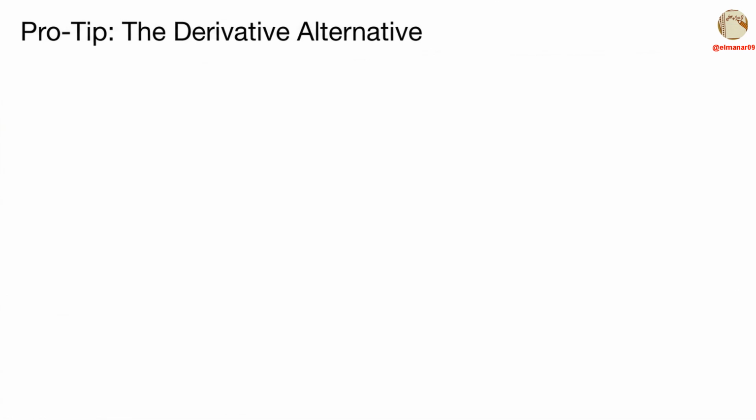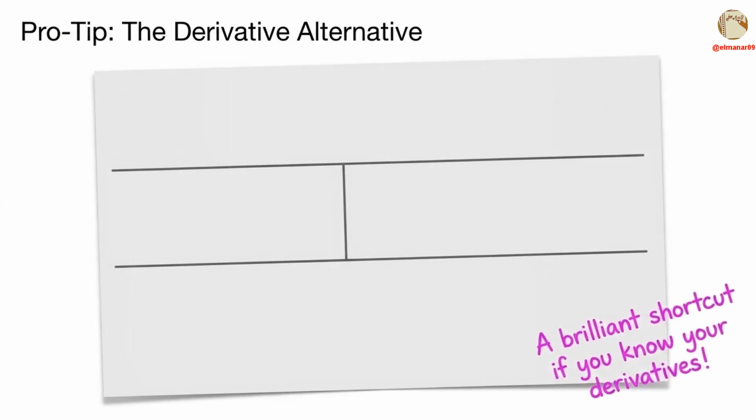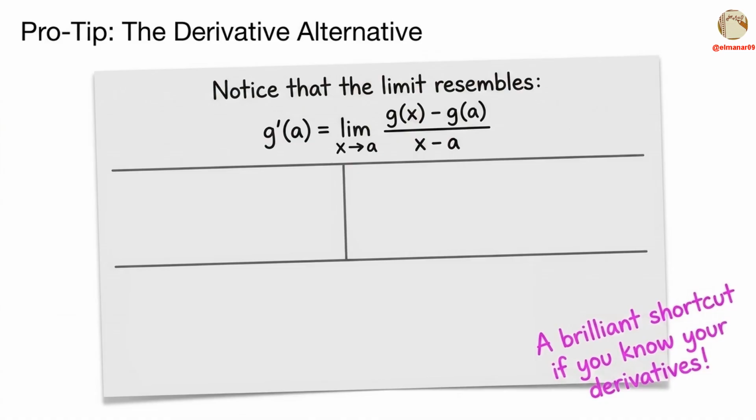Here is a pro tip for those of you who want to go faster. You can actually use derivatives to solve these limits if you recognize the pattern. The formal definition of a derivative is g prime of a equals the limit as x approaches a of g of x minus g of a over x minus a. If you look closely at our limit, you'll see it fits this perfectly.